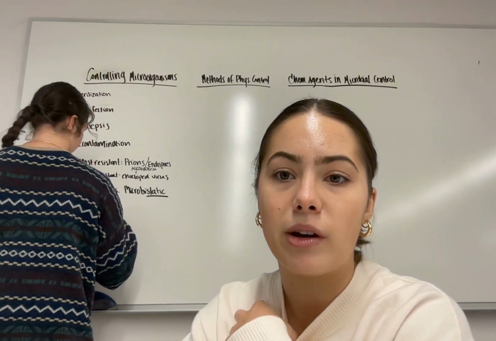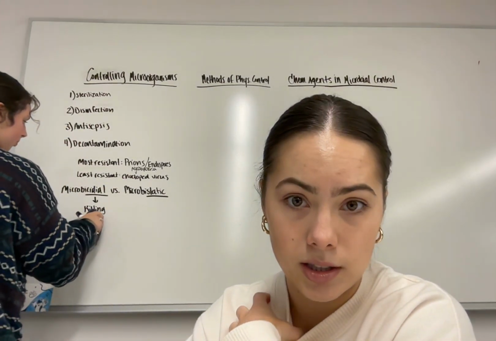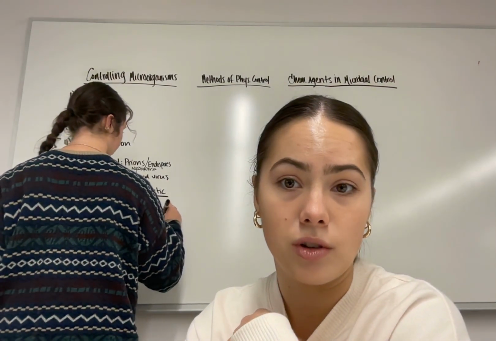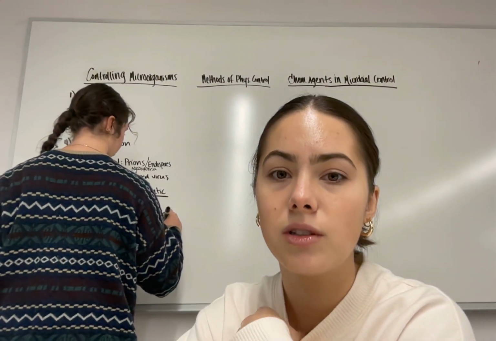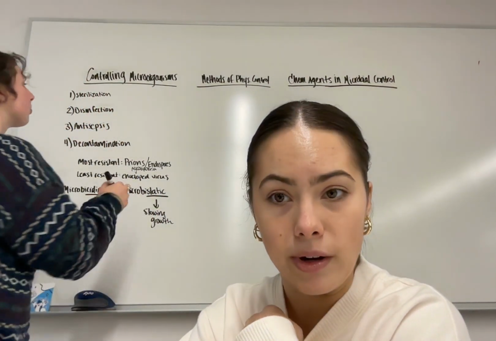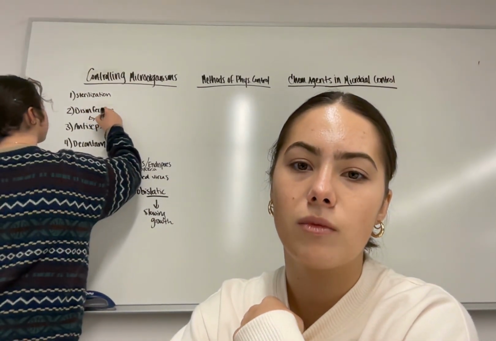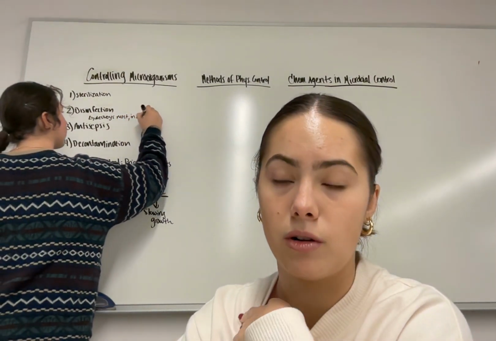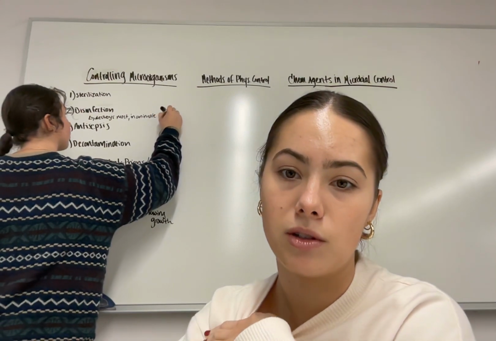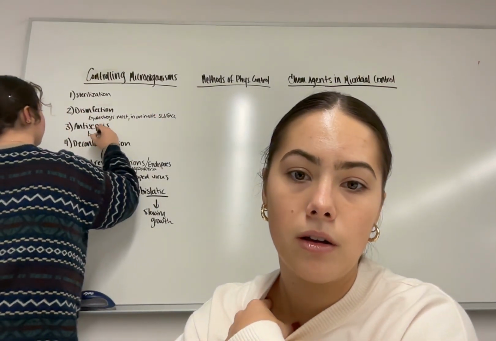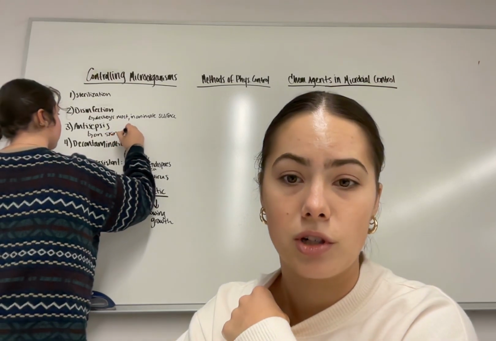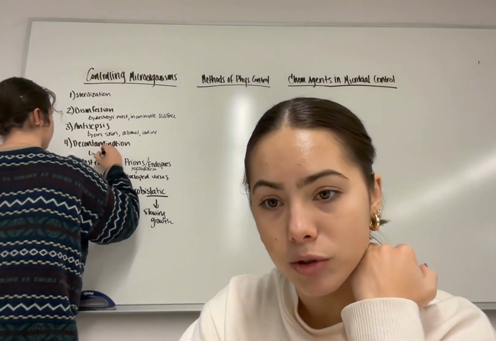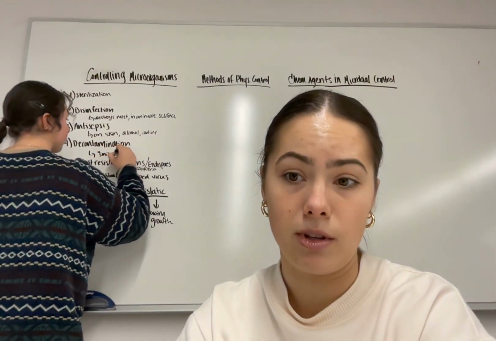So results of microbial control methods. We have sterilization, disinfection, antisepsis, decontamination. So sterilization would be the destruction of all microbial life, including spores. Disinfection destroys most microbial life on inanimate surfaces. Antisepsis would be the same as disinfection, but on skin. It can be used on skin, like alcohol and iodine. Decontamination is a more generic term, also called sanitization. So, it's the mechanical removal of most microbes from an animate or inanimate surface.